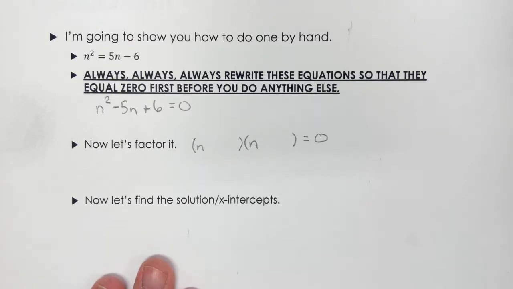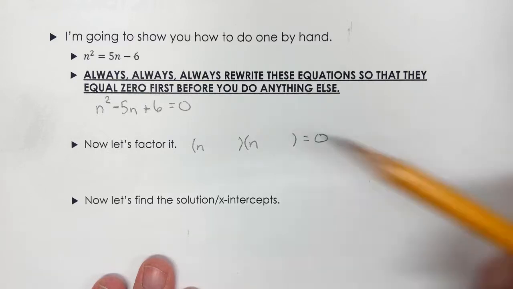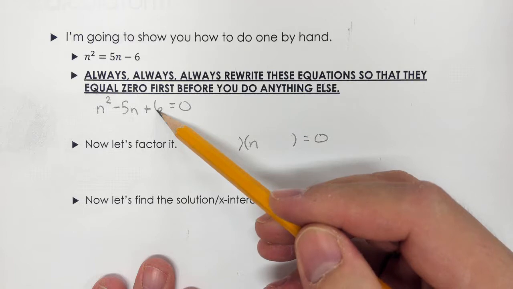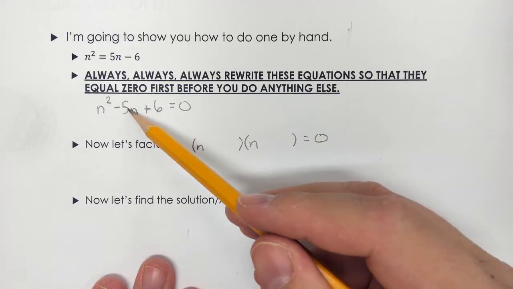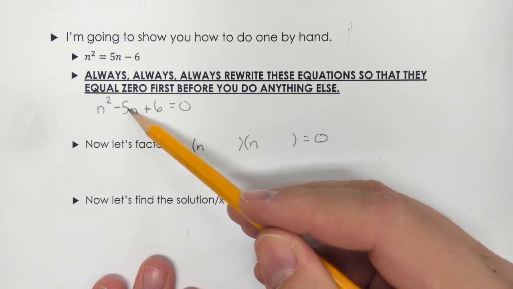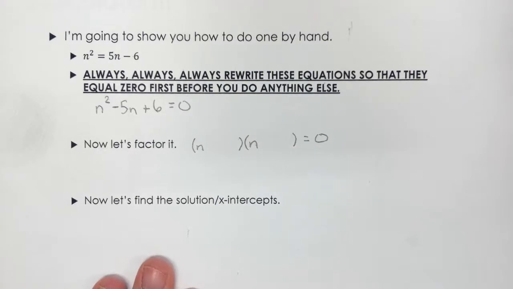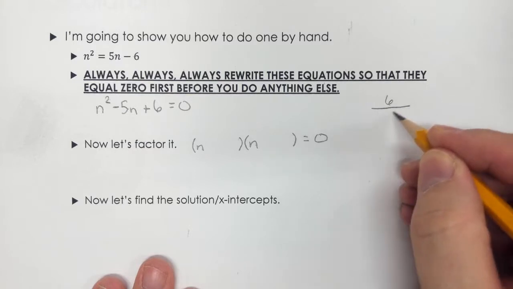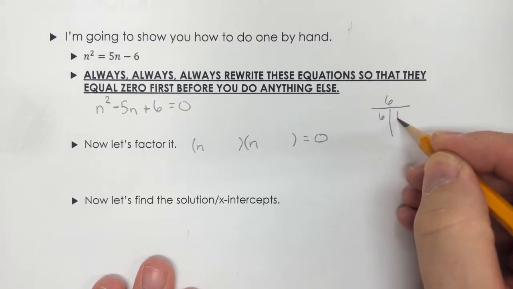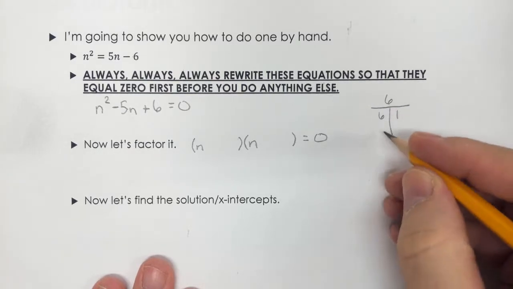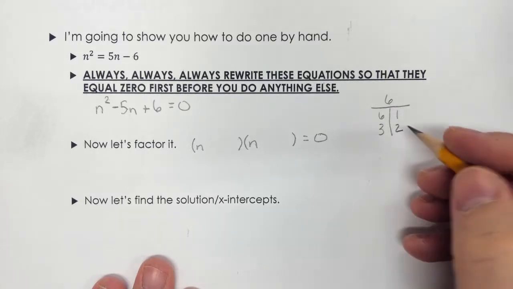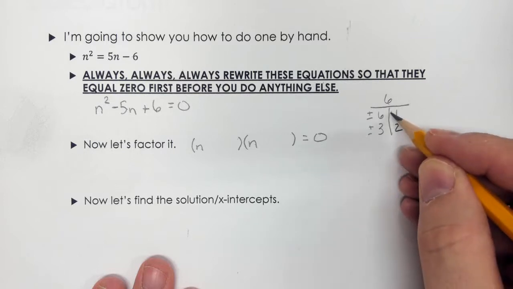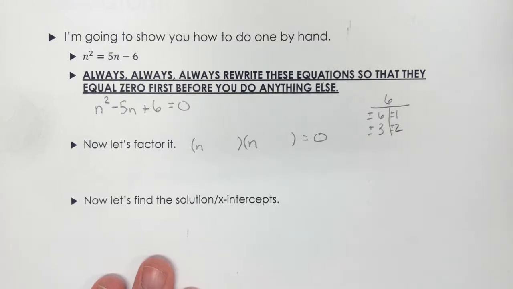Now we're trying to figure out what times what gives me 6 but adds together to give me negative 5. Well, I know that there are a couple of different ways to get 6. One is 6 times 1. One is 3 times 2. And these could both be plus or minus.